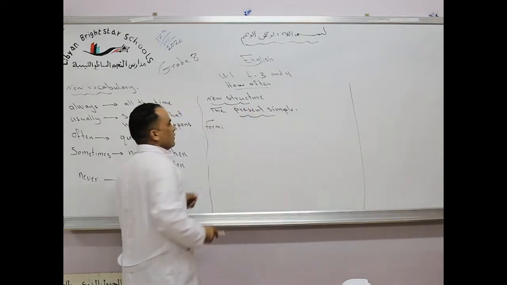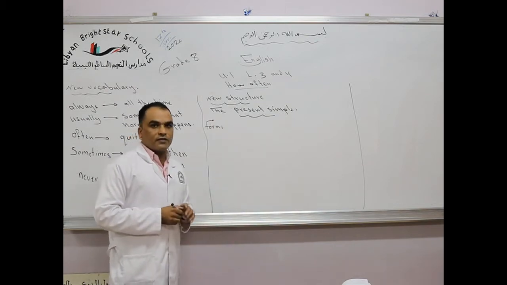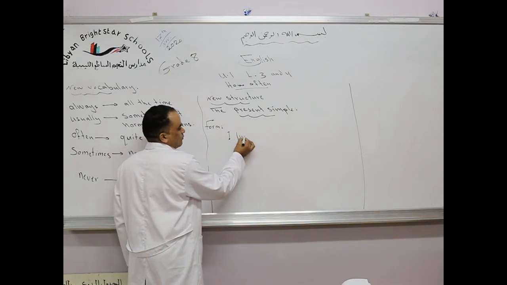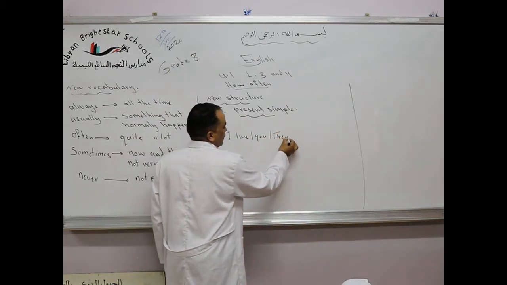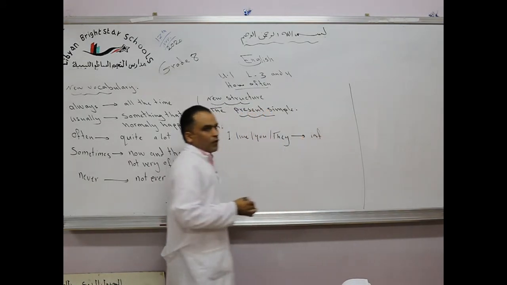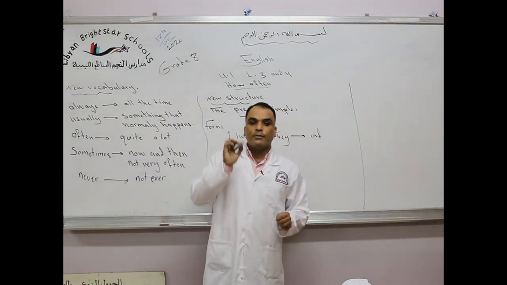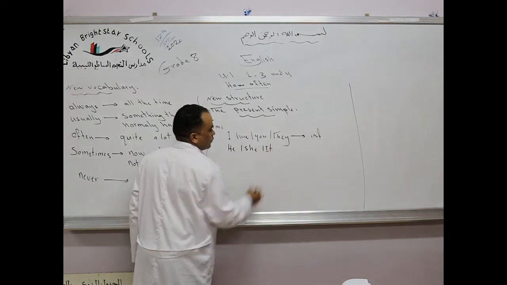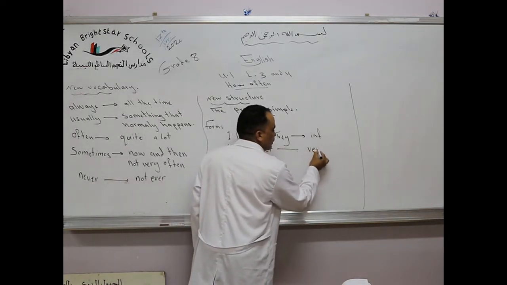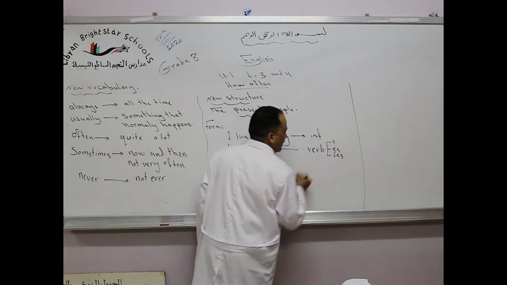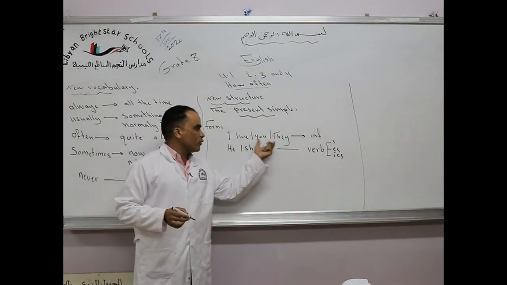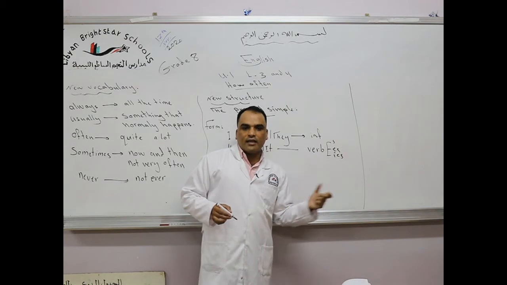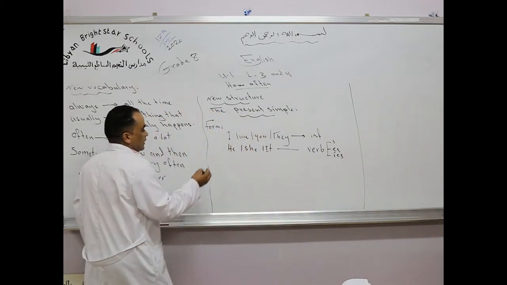A new structure, the present simple. The present simple is formed from the first form of the verb. If the sentence starts with I, we, you, they, it is followed by the infinitive form. Infinitive form means the verb without any addition. If the sentence starts with he, she, or it, we add s, es, or ies at the end of the verb.